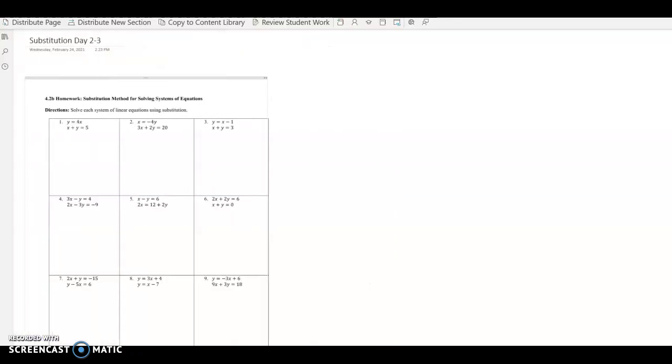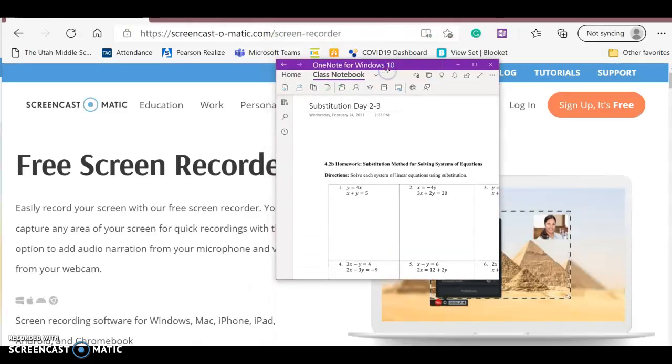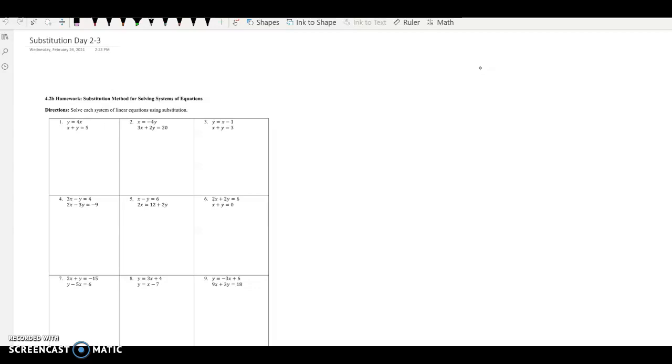All right, guys, so 4.2b is all on substitution. So again, when we talk chapter 4, what we're really doing is we have two lines or two equations that are, let me get this drawing tool going. There we go. We have two equations that we're trying to figure out where do they meet, what's their solution.